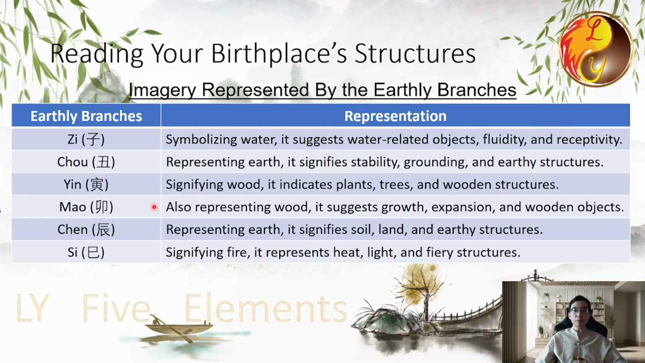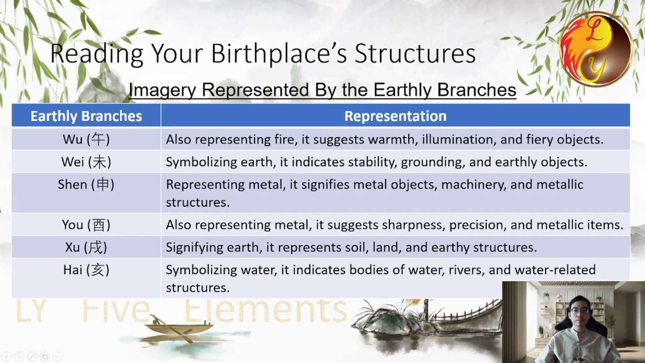Mao, also representing wood. It suggests growth, expansion, and wooden objects. Chen, representing earth. It signifies soil, land, and earthly structures. Si, signifying fire. It represents heat, light, and fiery structures. Wu, also representing fire. It suggests warmth, illumination, and fiery objects.